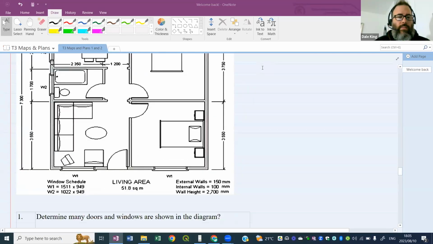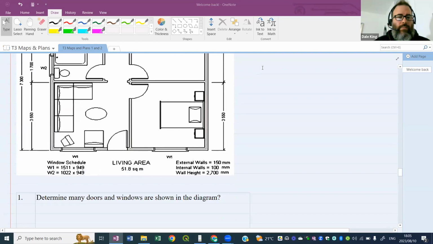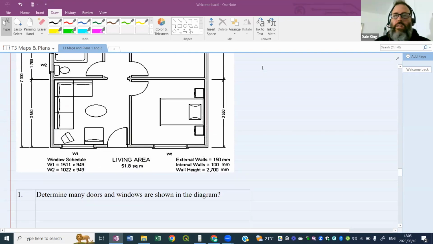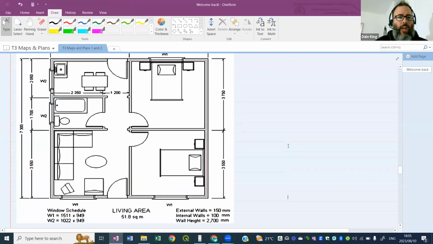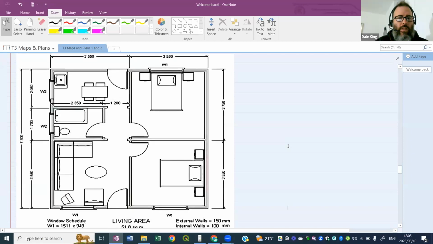Let's have a look. Question 1, nice and easy to start off with. We always start easy and we get challenging as we go. Determine how many doors and windows are shown in the diagram. All right, so I'm going to focus on the diagram. How many doors, how many windows are in the diagram?